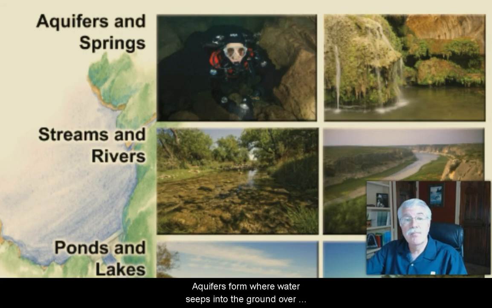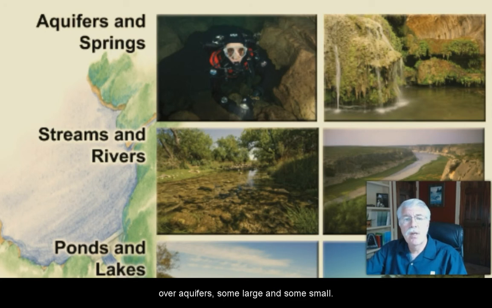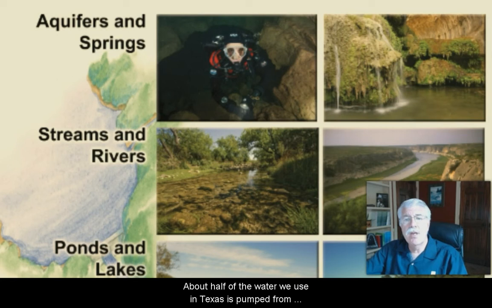Aquifers form where water seeps into the ground over time. Sometimes this water is ancient, having fallen on the land thousands of years ago. Most of Texas's land surface sits over aquifers. Some of these aquifers are large and some are small. About half of the water we use in Texas is pumped from these aquifers by man-made wells drilled deep into the earth. Aquifers need water seeping back into the ground to replenish the water that's pumped or drained out.